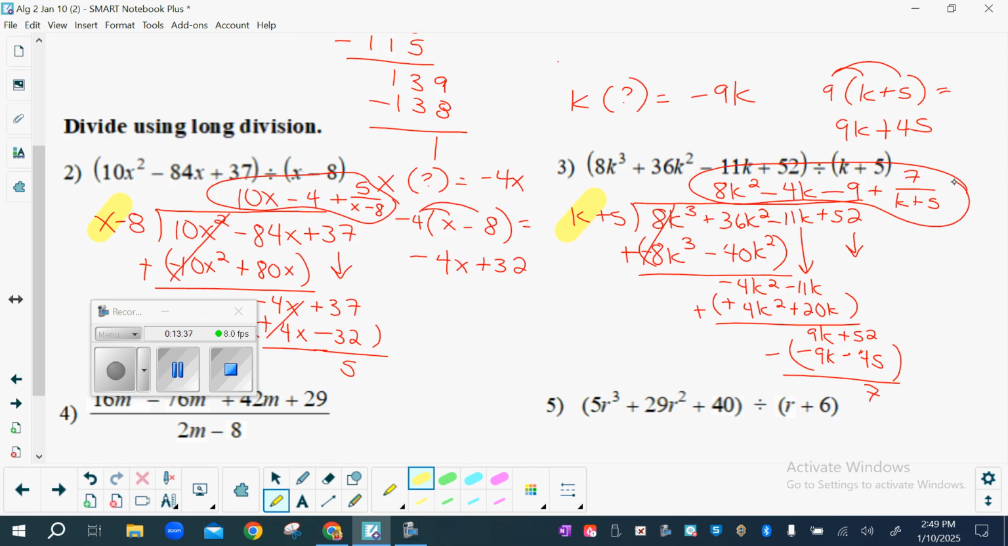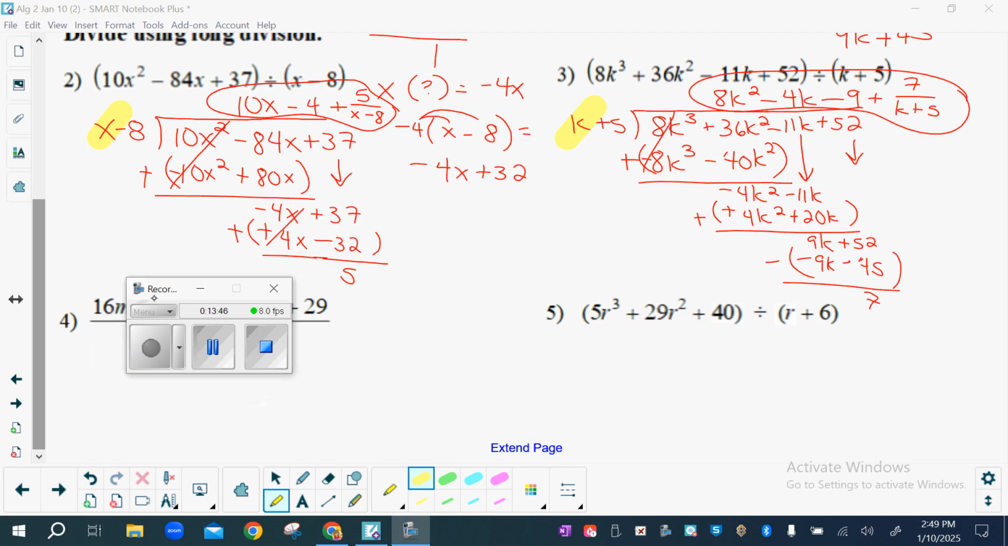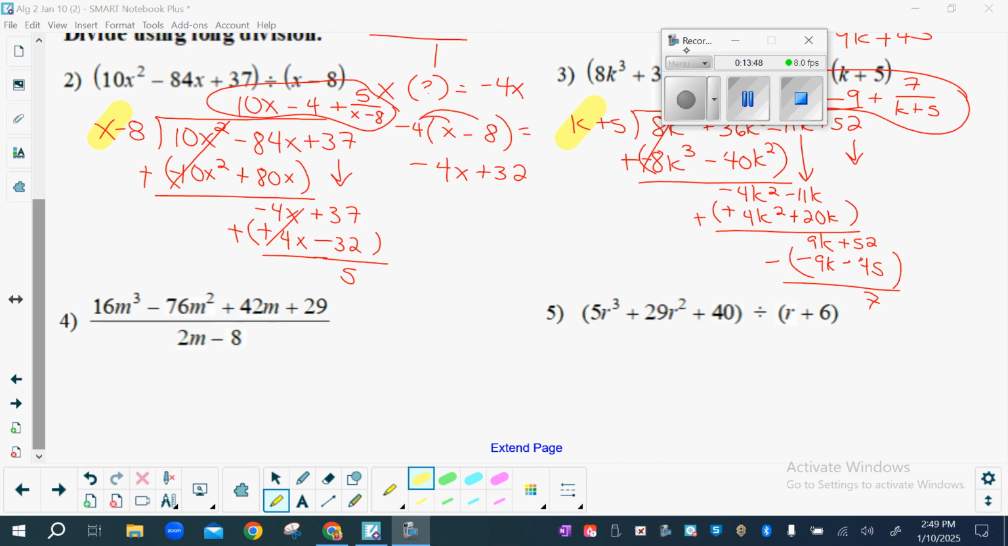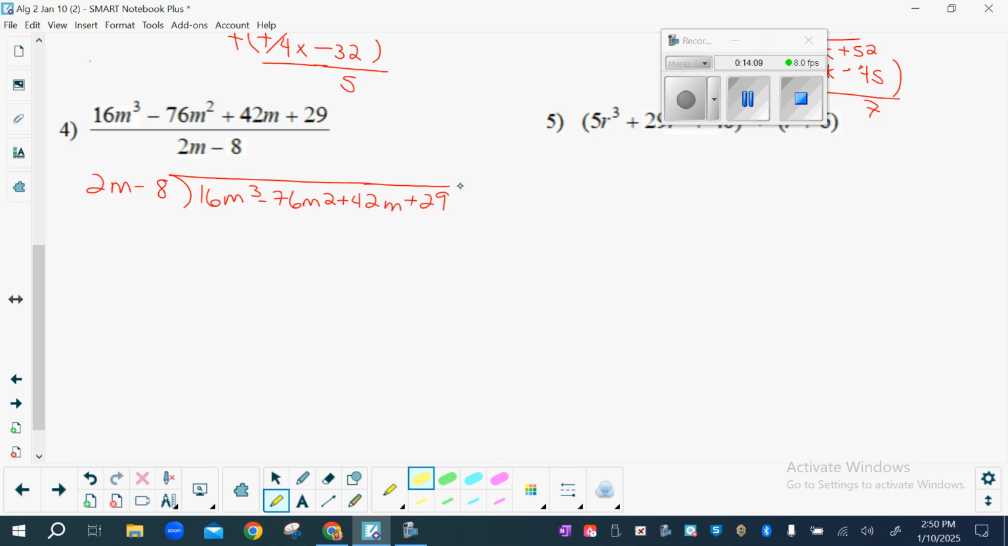Okay, let's see if you can start it at least on your own on the next one. What goes on the outside? What goes on the inside? Smaller one, 2m minus 8 on the outside. Okay, get started on that.